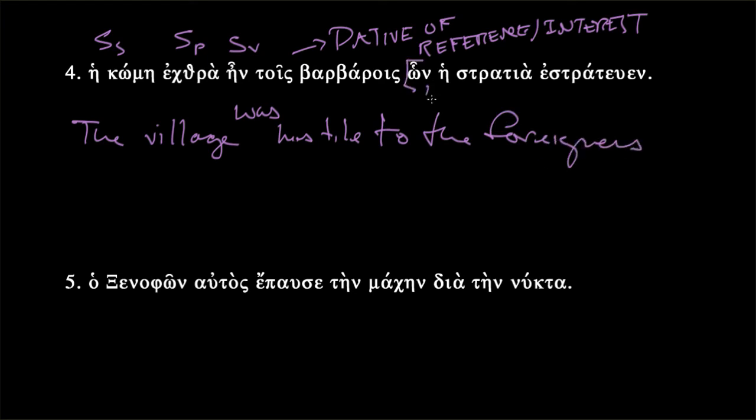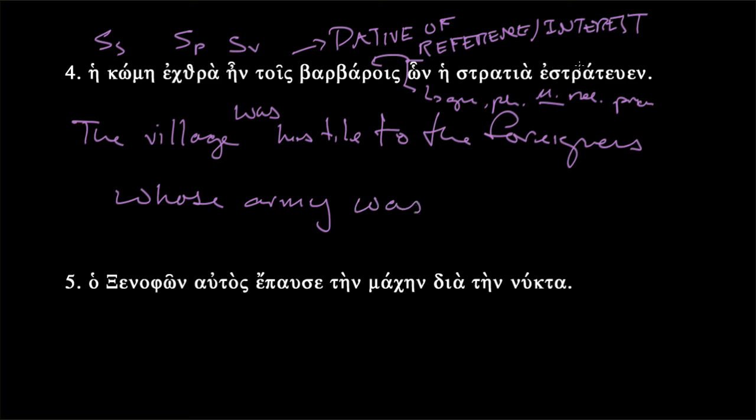Hone, what's that? Well, that's our genitive, plural, and we don't know the gender yet, relative pronoun. But we only have one plural noun preceding this, so we can be pretty sure we're talking masculine here, and that it's referring back to barbarois. So let's see if that makes sense. The village was hostile to the foreigners whose, because that's going to be possessive, whose stratia, whose army, estratewen, was, nice imperfect here, right? Past indicative augment, good imperfect ending, no case marking, no sigma there, that would make that aorist. So whose army was marching, was on the move.